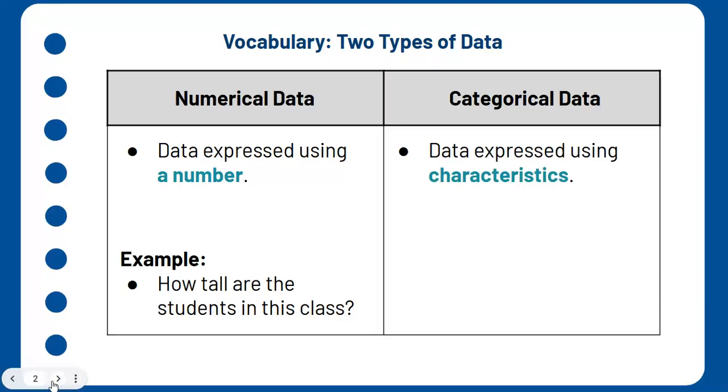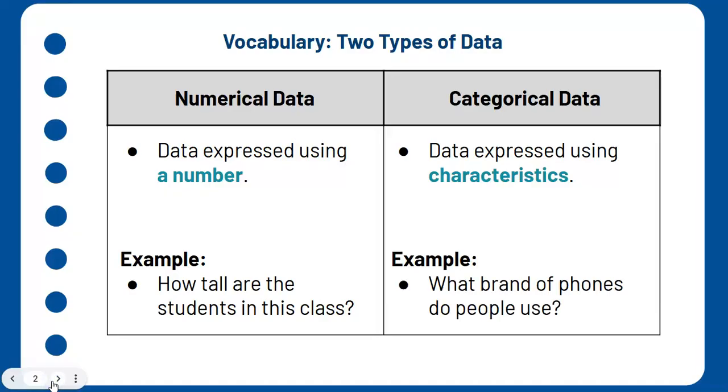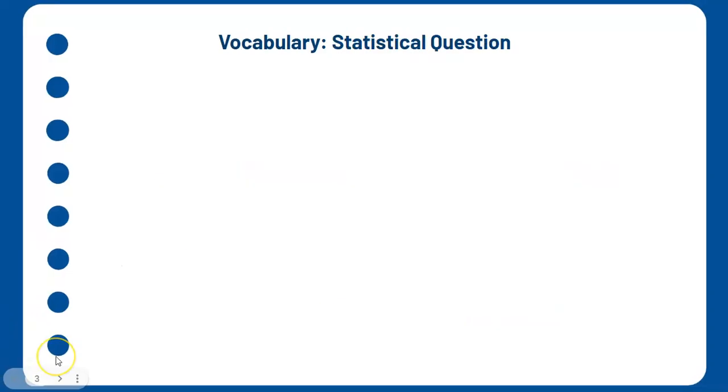The second type we're going to talk about is categorical data. Categorical data are expressed using characteristics. For example, to answer the question, what brand of phones do people use, you would survey several people and their answers would all result in categorical data because people would have different types of cell phones. The questions we ask determine the type of data that we collect and whether or not there's variability in the data collected. In addition to classifying data as numerical or categorical, we learn to categorize questions as statistical or non-statistical.